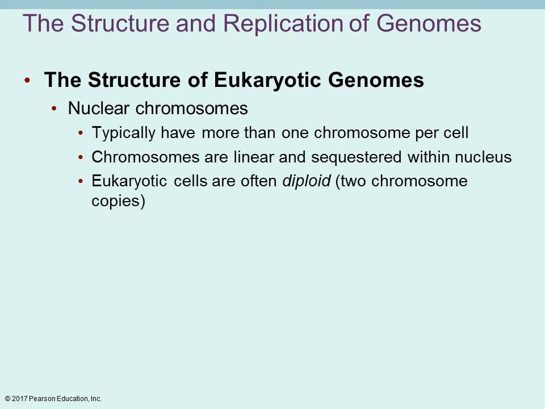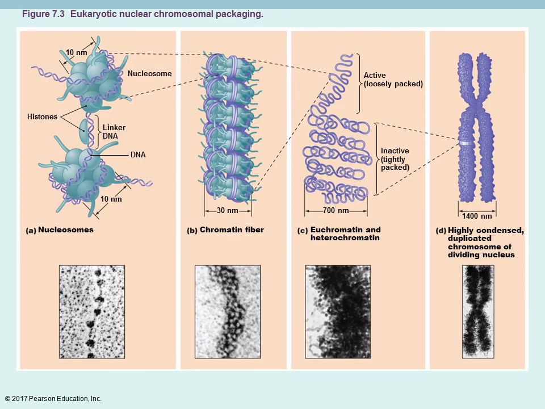For eukaryotic cells, the DNA is in the nucleus, so that's where the chromosomes are going to be found. There's usually more than one chromosome. Most cells are diploid, meaning they have two copies of everything. The DNA is also linear. It is not circular.